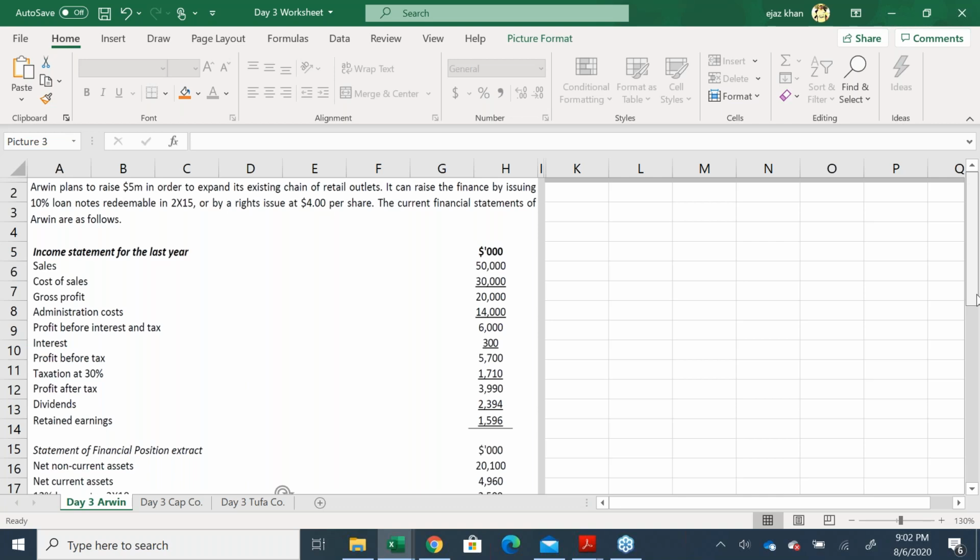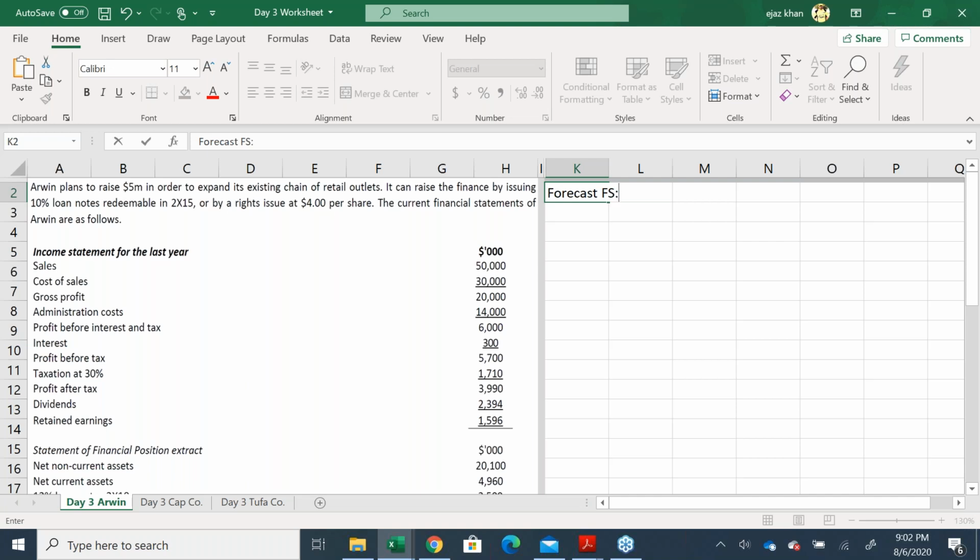And that was to prepare forecast financial statements for the next year, assuming both the options. That is, first we have to assume that the company is going for the loan notes, and then we have to assume that the company is going for the rights issue. And in both cases, what the financial statements will look like in 1 year's time, that's what we are supposed to do. So let's prepare the forecast financial statements.